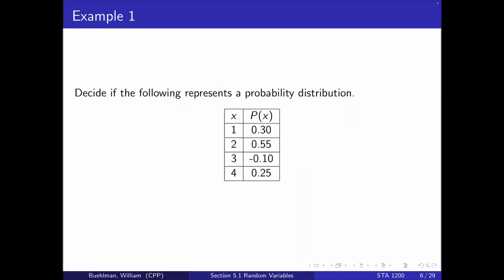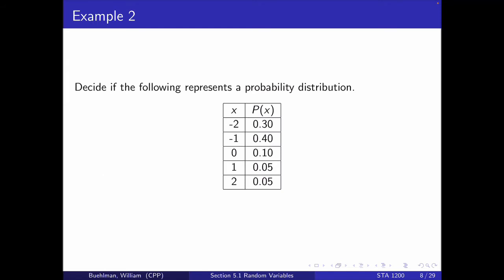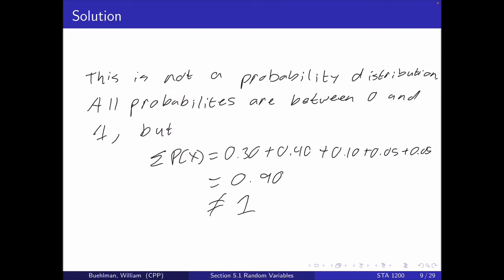Example 1. Decide if the following represents a probability distribution. This is not a probability distribution. Note that P of 3 is equal to negative 0.10, which is not between 0 and 1, thus this cannot be a probability distribution. Example 2. Decide if the following represents a probability distribution. This is also not a probability distribution. All of the probabilities are between 0 and 1 for each x, but if we sum the probabilities together, we see that it is equal to 0.90, which does not equal 1, thus not a probability distribution.